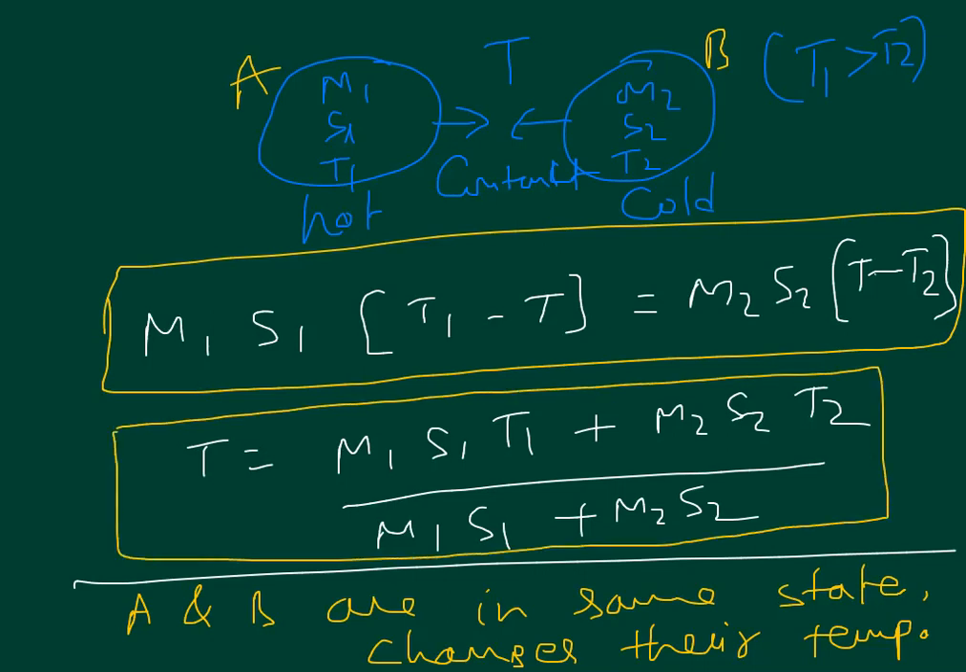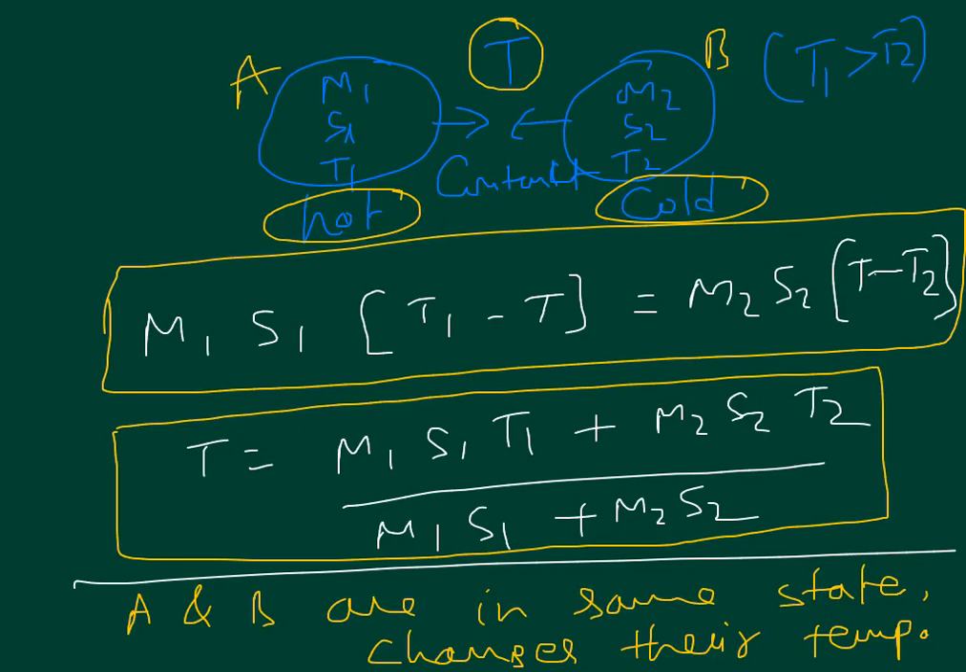When the two bodies are in the same state, they change the temperature. One is hot and the other one is cold. One is the hot body, no doubt, and the other one is the cold body. So that T is called the resultant temperature. And finally, the formulae we observed are related to the resultant temperature. Fine, this phenomenon is over now.